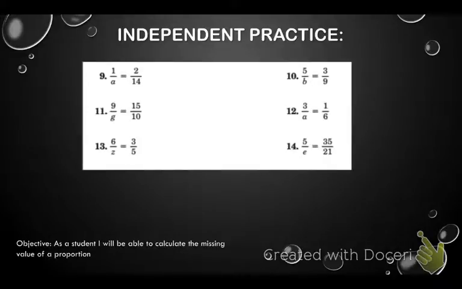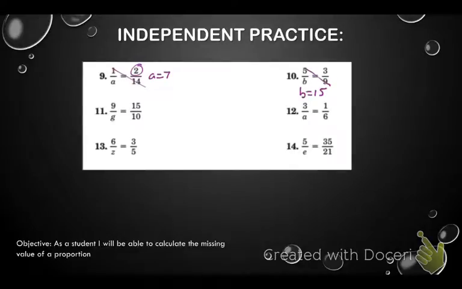Okay, I'm back. I'm going to go ahead and show you and see if you got the right answers. I would have cross multiplied 14 times 1. Divided it by 2, that would have given me a equals 7. Second one, I would have cross multiplied 5 times 9. That would have given me 45. Divided by 3, b equals 15.